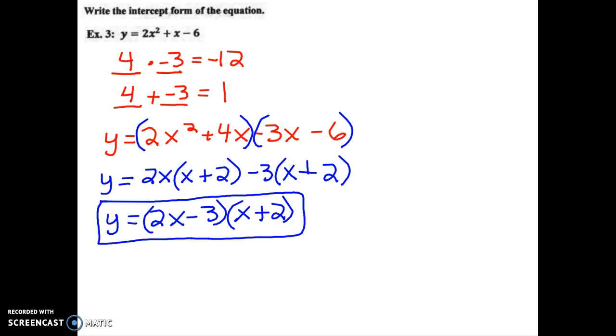All right, the last one I want you guys to try by yourselves. Press play to see what the answer should be. Okay, this is what you should have gotten for example 3. The two numbers you should have chosen were 4 and -3.